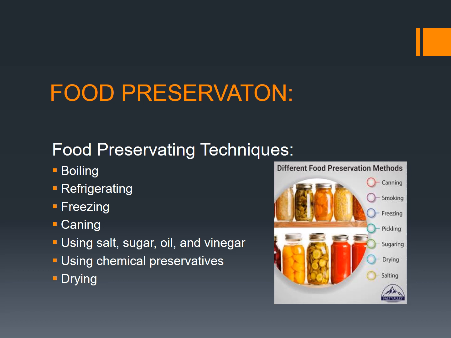Food preservation is a technique of treating food items to slow down or stop the growth of microorganisms, as well as maintaining the quality, flavor, color, and texture of the food items. So, food is preserved to use the food at another time. We can preserve the food by the following techniques: boiling, refrigerating, freezing, canning, using salt, sugar, oil, and vinegar, or by using chemical preservatives, drying.